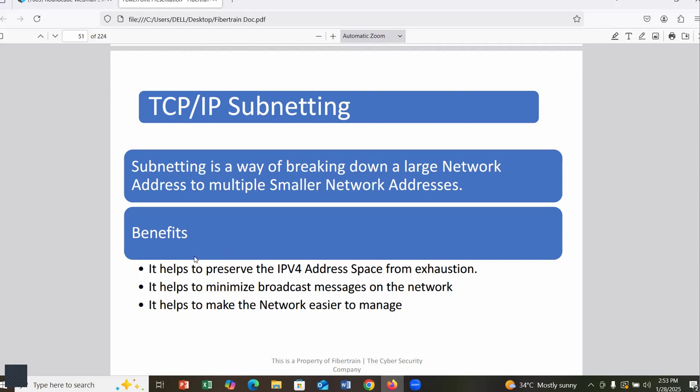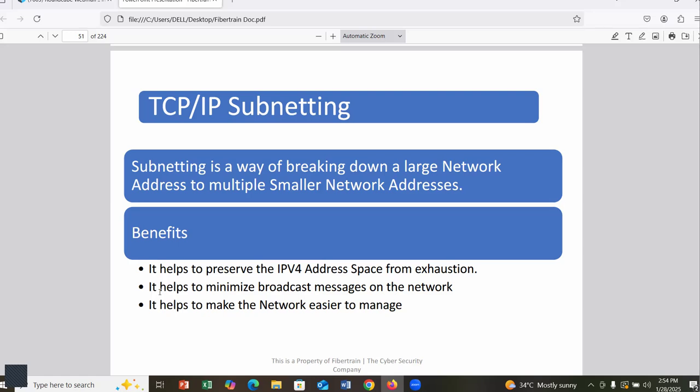Because inside the IPv4 address space, we can take one network and break it down into smaller networks, so we still have a lot of networks to use. If there were no subnetting, we would have finished all the IP addresses in IPv4. But subnetting still helps us make use of IPv4 up to date.